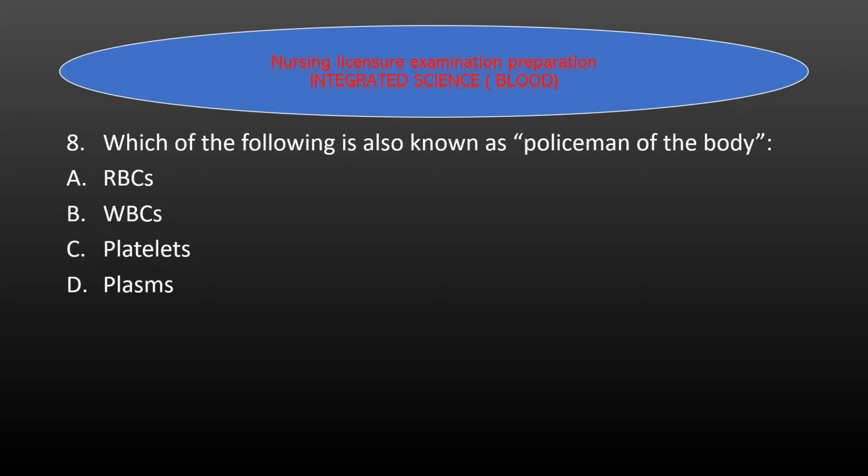Question number 8. Which of the following is also known as policeman of the body? Option A RBC, option B WBC, option C platelets, option D plasma. And the correct answer is WBC, that is option B. Since WBC helps to fight against bacteria, viruses and pathogens, it is also known as policeman of the body.